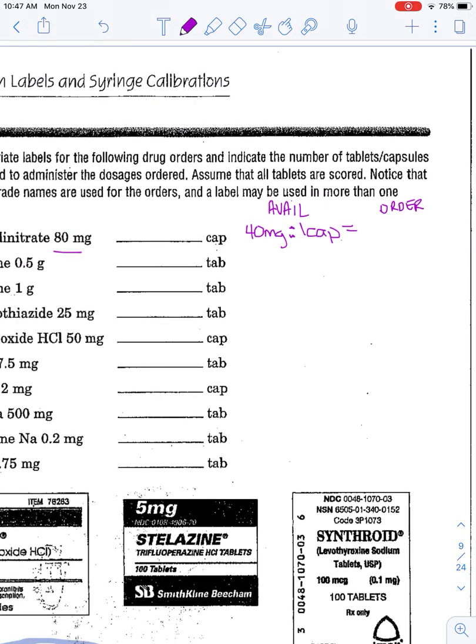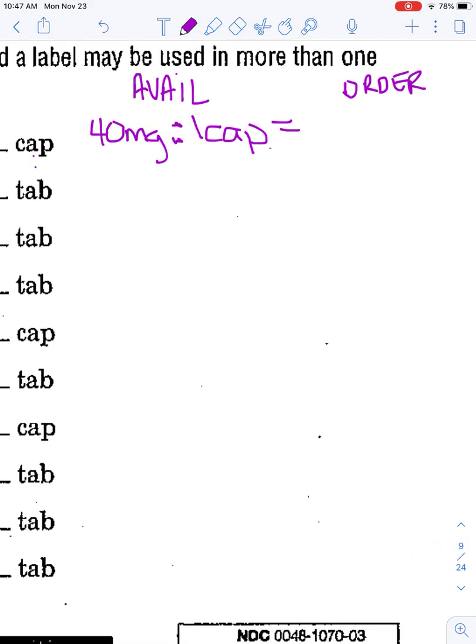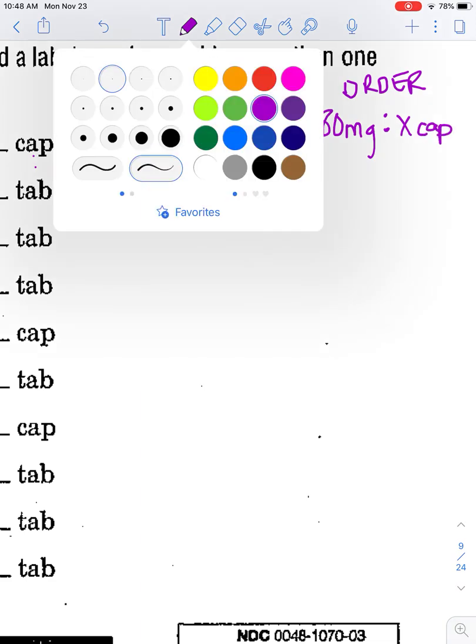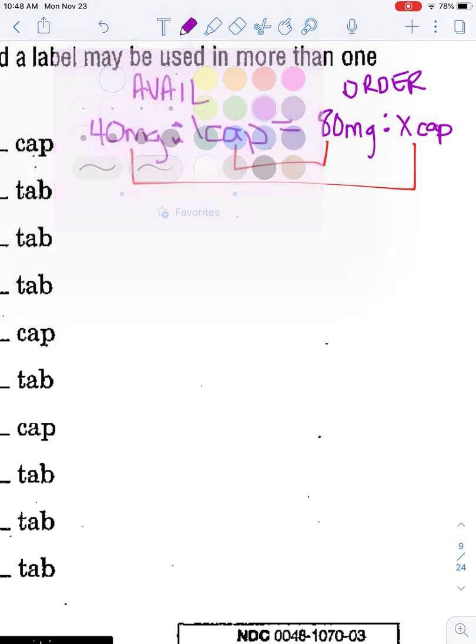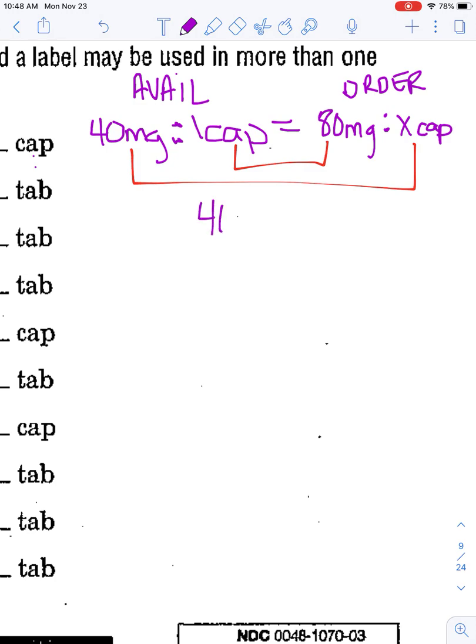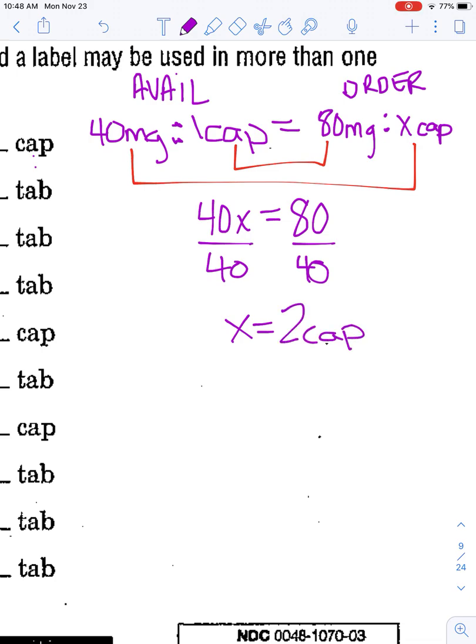And our order here in the very first problem is to give 80 milligrams. So we write 80 milligrams. But we don't know how many capsules that's going to be. So after you set it up, then you multiply the outsides and the insides, the means and extremes. So you would get 40 times x is 40x. 1 times 80 is 80. And you would divide both sides by 40 to get that you would give 2 capsules to that patient.